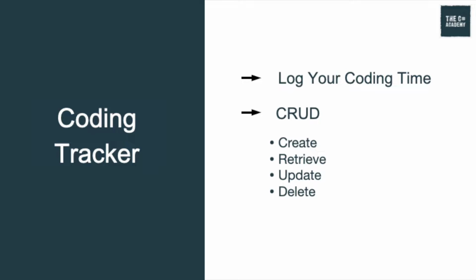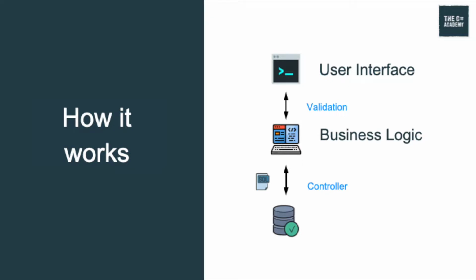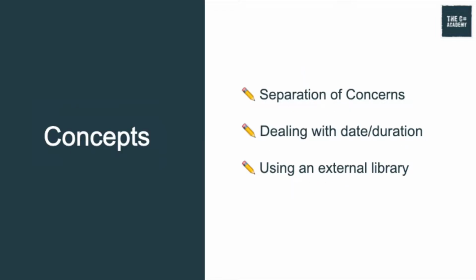In this tutorial, we are creating a coding tracker. This application should log your coding time using CRUD operations. It's a console application where we use the terminal as a user interface. We validate the data from the user, process that data with business logic written in C# and interact with a SQLite database using SQL in our controller.